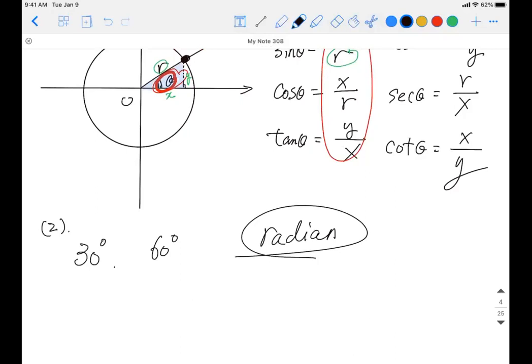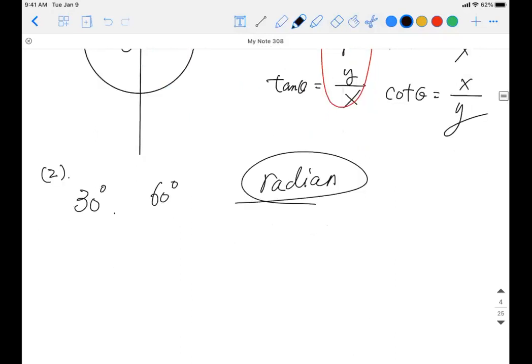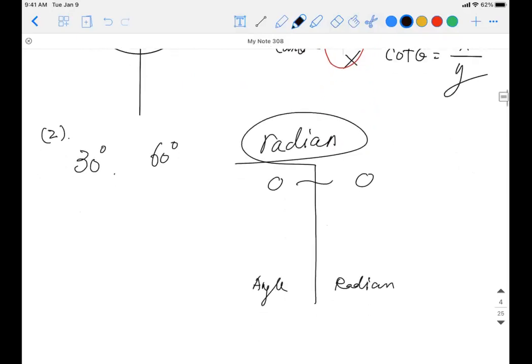So what is the radian? Radian, again, is nothing but a denotation. There's nothing special. So 0 is equal to 0. Let's say this is our angle, and this is our radian. These are very basic things. Let's say 30 degrees is equal to what? Pi over 6.